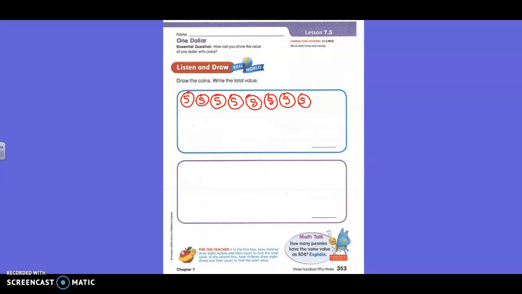In the second box, draw 8 dimes and then write the total value on the line. How much are dimes worth again? 10. Yes, you have to write a cent sign on the answer, on the total.